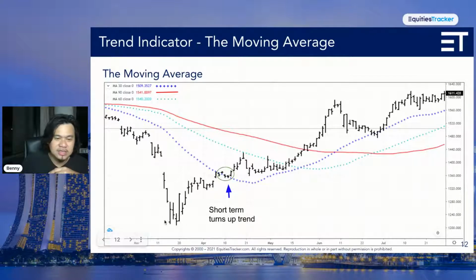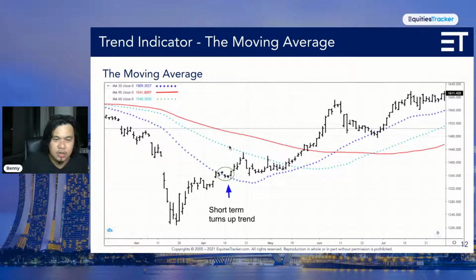Then we see the price start to rebound somewhere here in March of 20. The price starts to go up. And of course, the first moving average it broke was the 30-day moving average, because it's the shortest term one among the three. So when the price goes above the moving average, it shows that the short-term trend turns into an uptrend. Remember before this, it was a bearish trend, right? But the moment the price breaks above the short-term 30-day moving average, here itself, it already starts to turn into an uptrend.